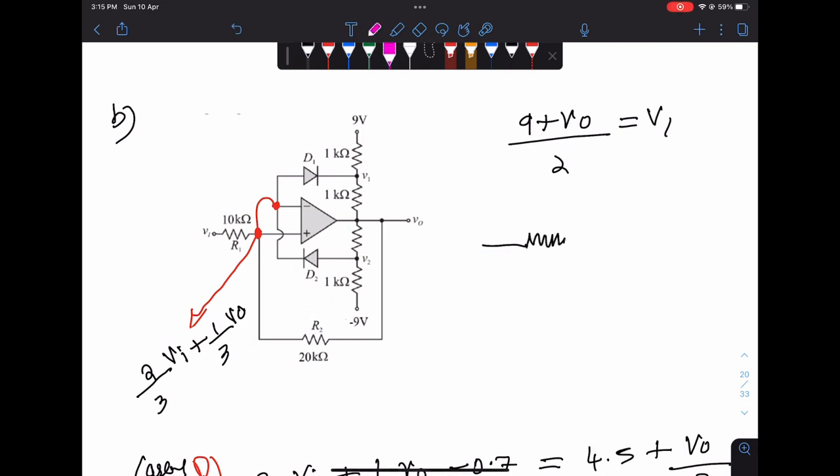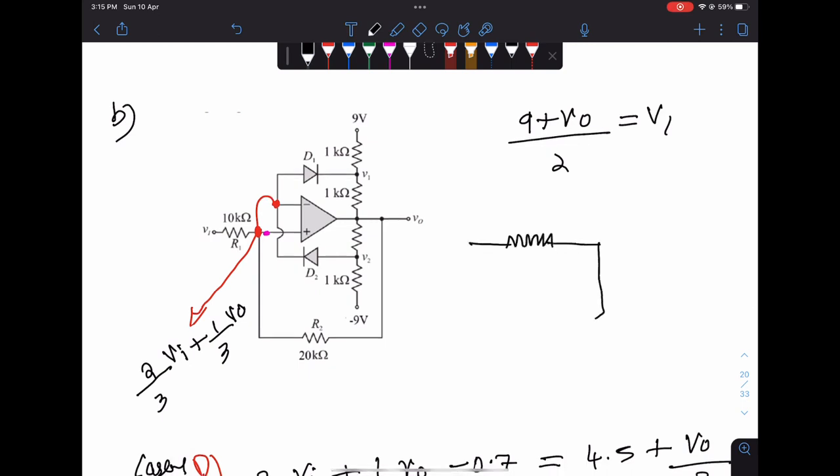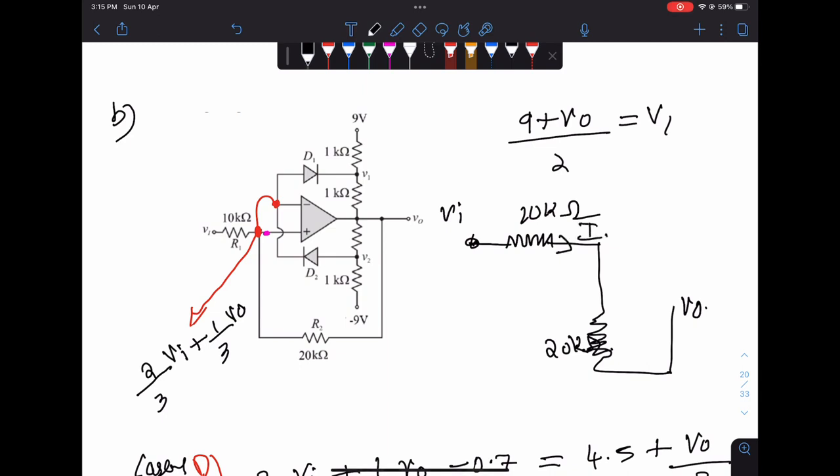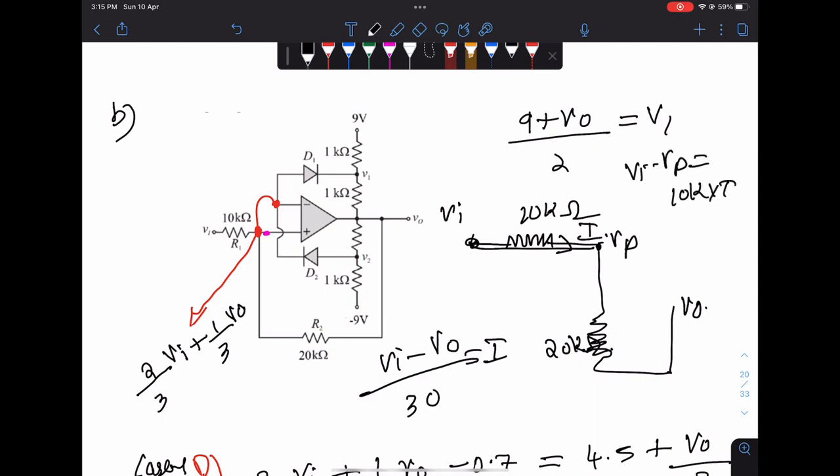Either you can use the superposition theorem to find Vp, or if that is not there, you can use the current method. Two resistors, 10 kilo ohm and 20 kilo ohm, are used, and the other end is connected to V0, and this is the input voltage. That is the current I. You can find the nodal voltage from there, or go with the superposition theorem, and thus apply the condition for D1 switching on.